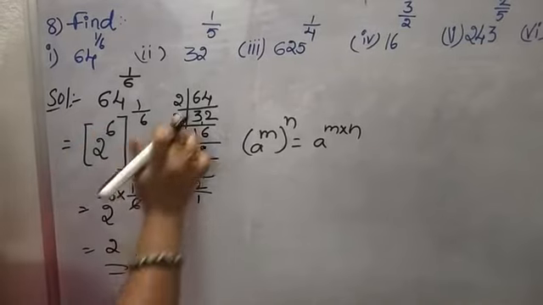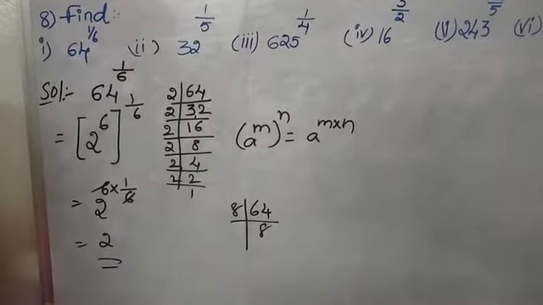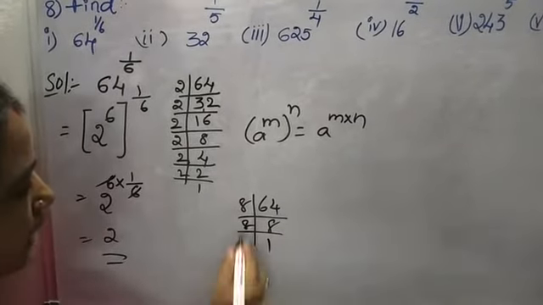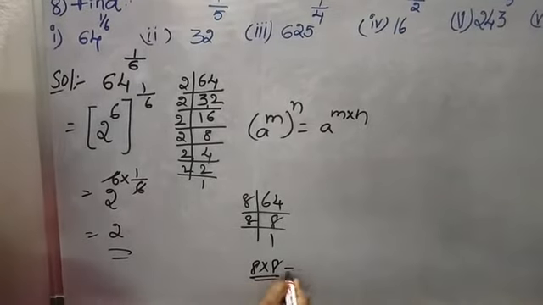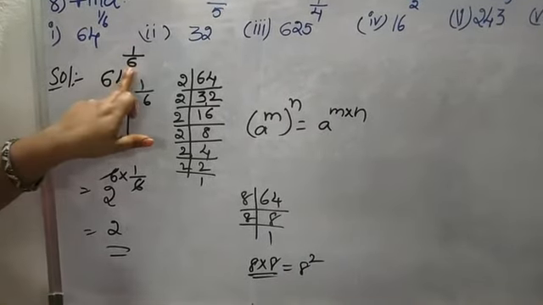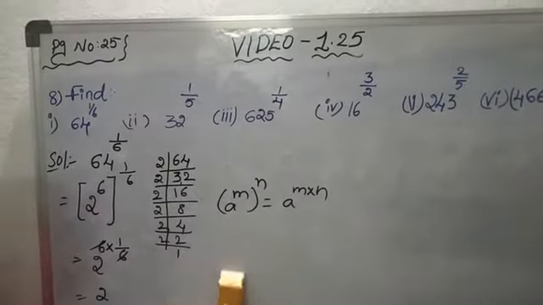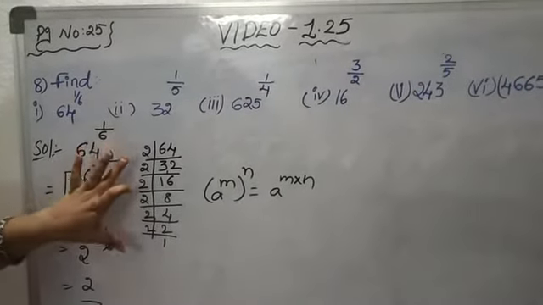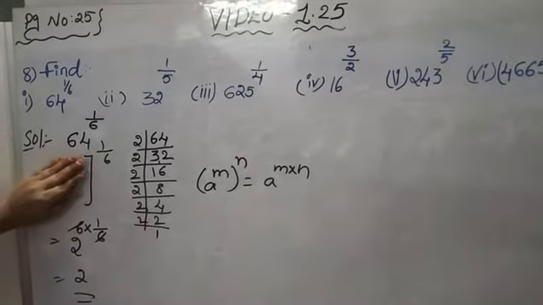For example, for 64, if we do it like this, 8 8s are 64, 8 1s are 8. 8 can come 2 times only, which means 8 square. But we need how many times? 6 times. So it is not this one. We are not taking this one. That's why we have to take the 2 table. We are getting 2 multiplied 6 times. We are getting 64. That's why we have to take this number.